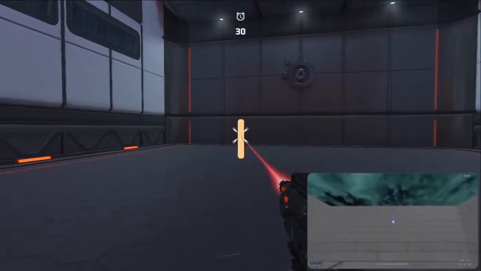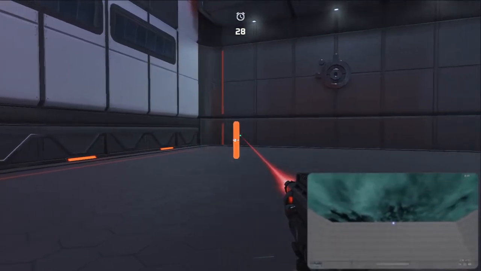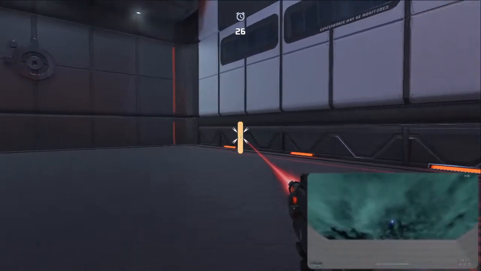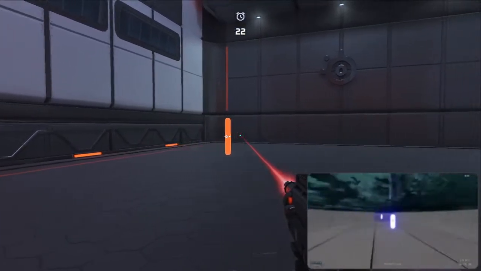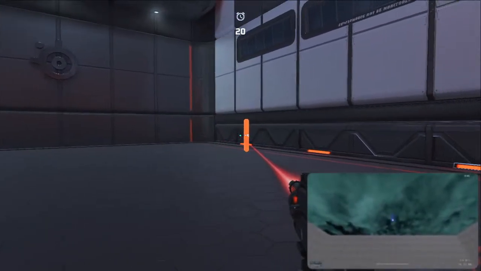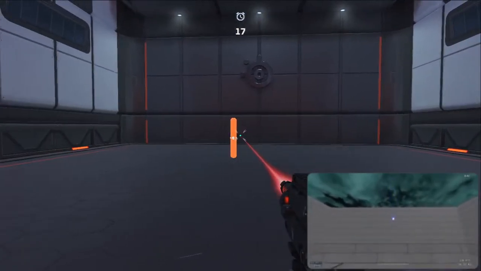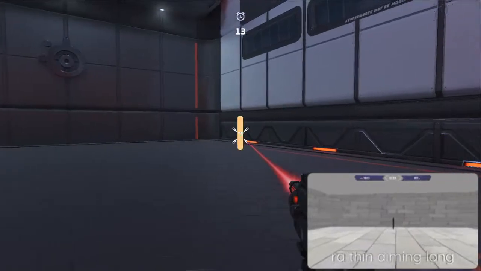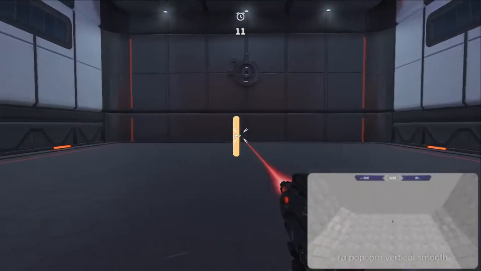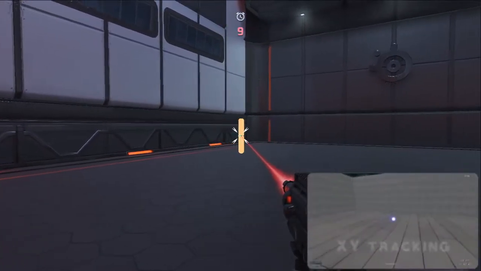In KovaaK's, you'll commonly see scenarios like Centering, Smooth Your Wrist, Vertical Long Strafes, Thin Gauntlet. I think that Revolving Tracking is one of the best scenarios per unit time to work on for horizontal, Vertical Smoothness Popcorn, and Vertical Smooth Lapu for vertical training. In Aim Lab, look for scenarios like VT Thin Gauntlet AIO, and RA Thin Aiming Long Invincible, and RA Popcorn Vertical Smoothness.